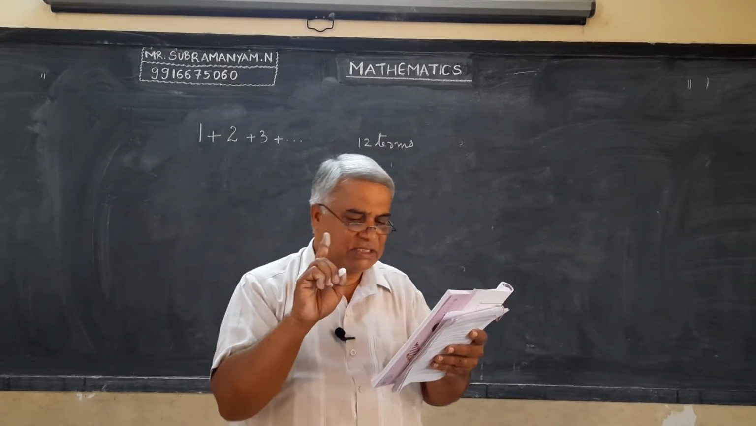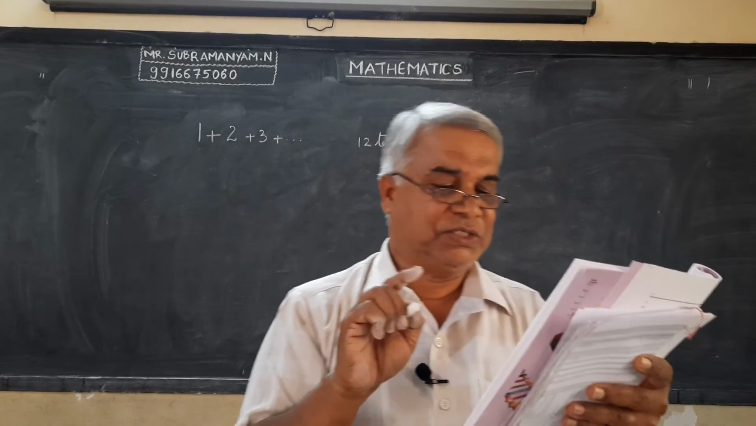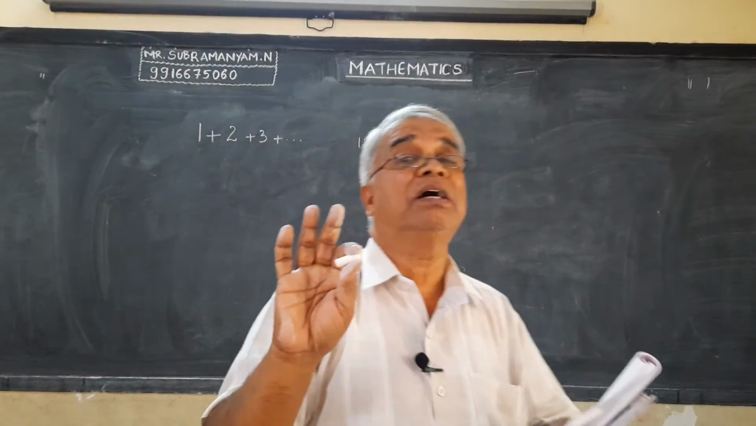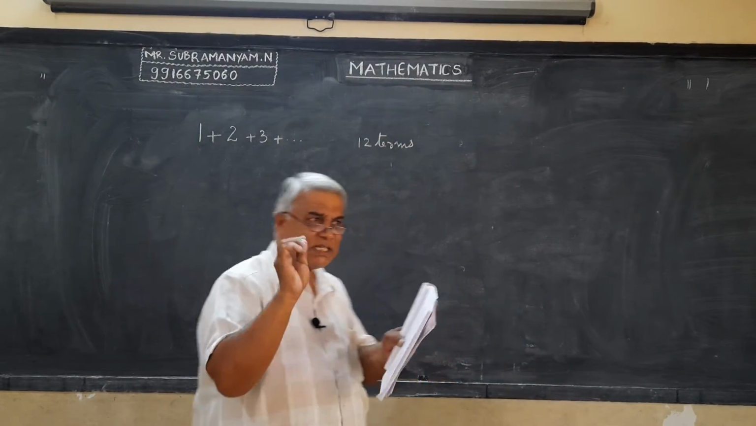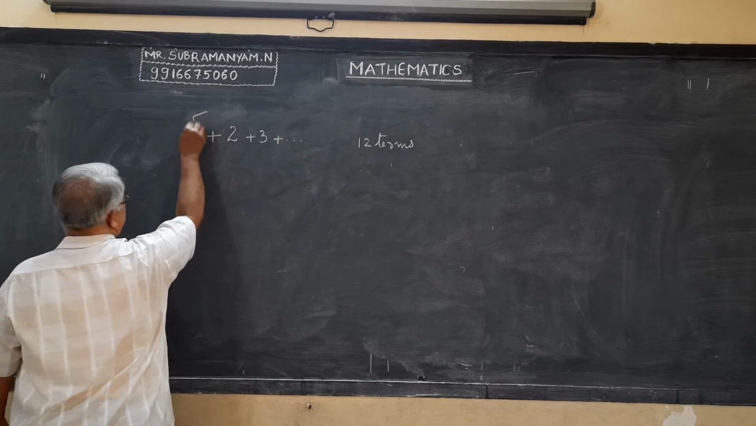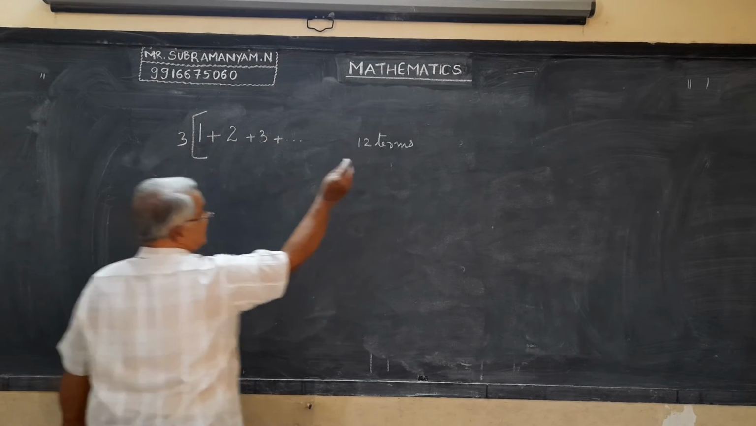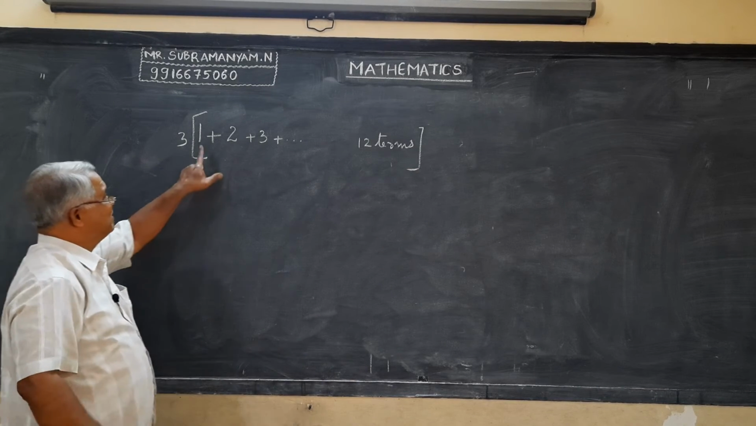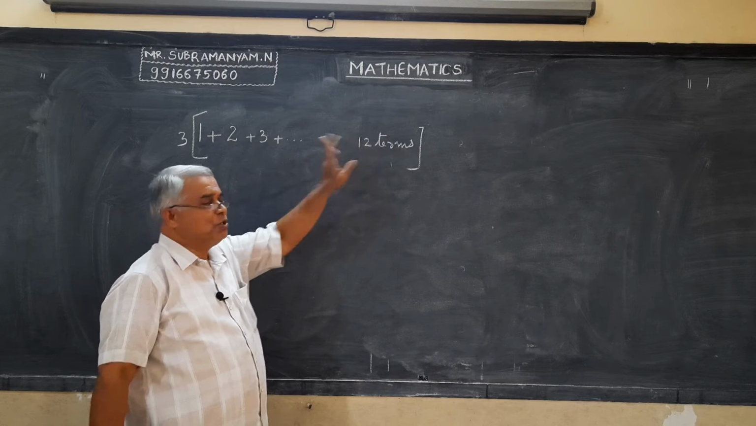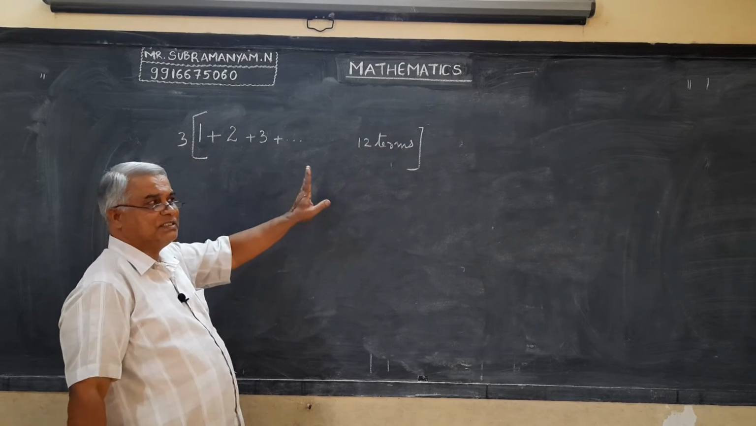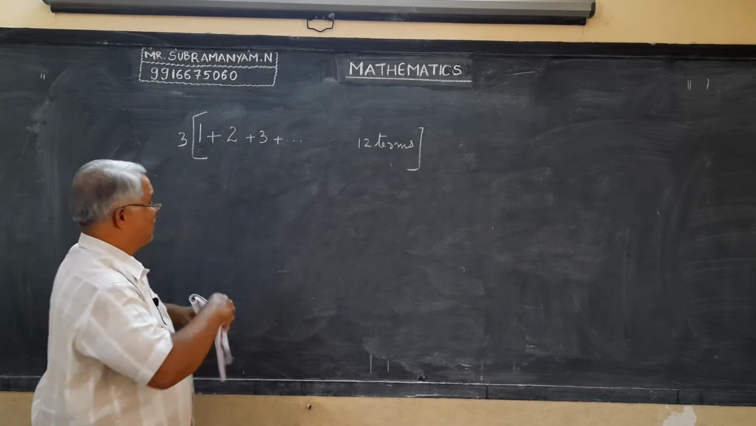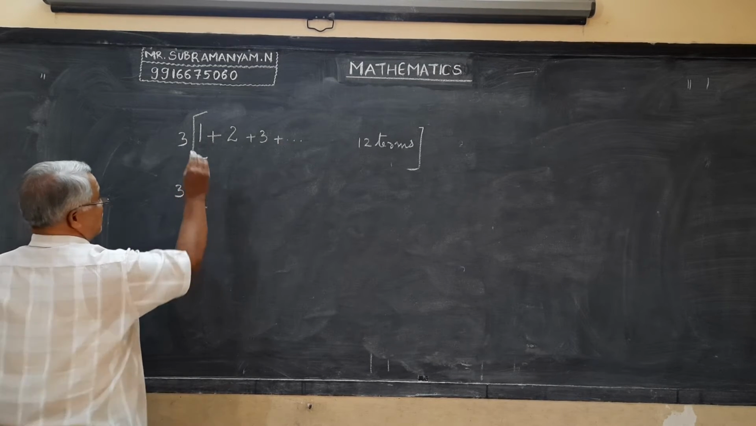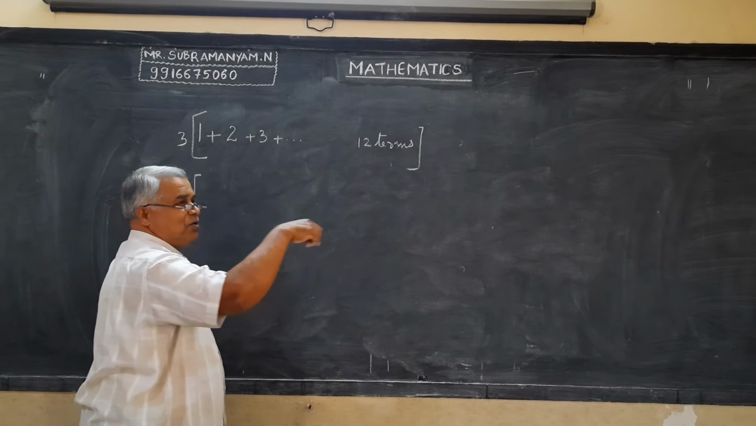But one extra condition they have added in this. There are 3 sections in each class. That is very important. In each class, there are 3 sections. Now 1 section means only this much. 2 sections means multiply by 2. Since 3 sections, multiply by 3. So this is 3 into 1 plus 2 plus 3 plus 4 plus etc.